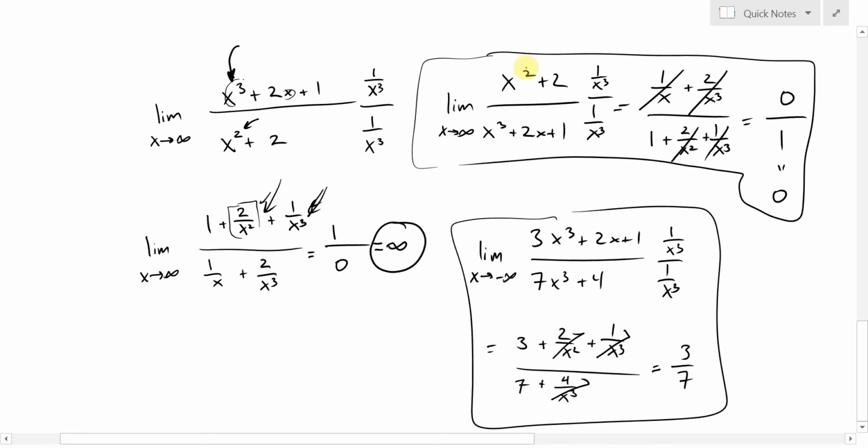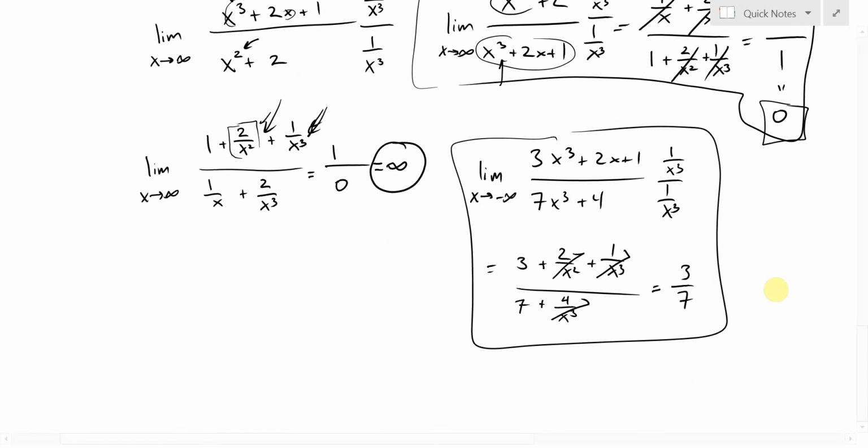If, however, the degree of the numerator is less than that of the denominator, which is what we had in the second example, again, the bottom term is going to win out. If the denominator is growing even faster than the numerator, it's always going to end up being 0. So that's the intuition behind this little trick that we've been doing.